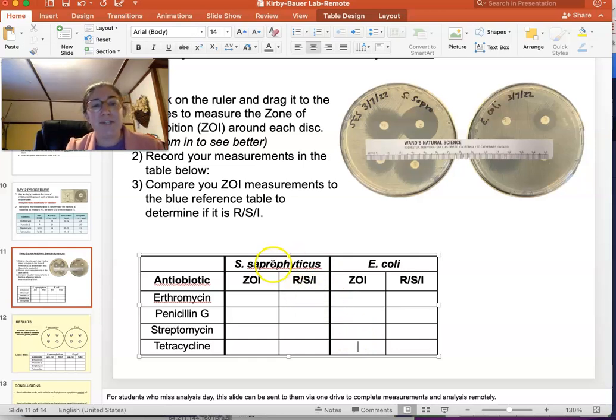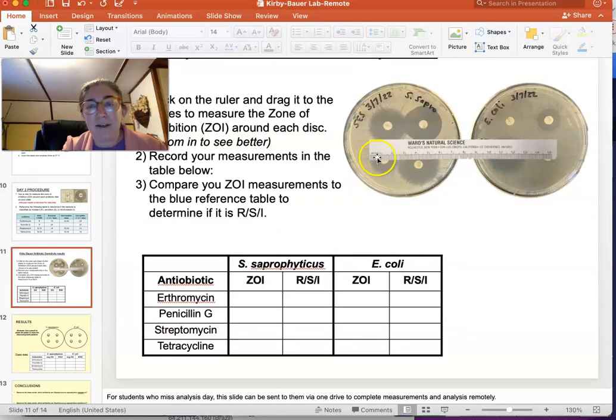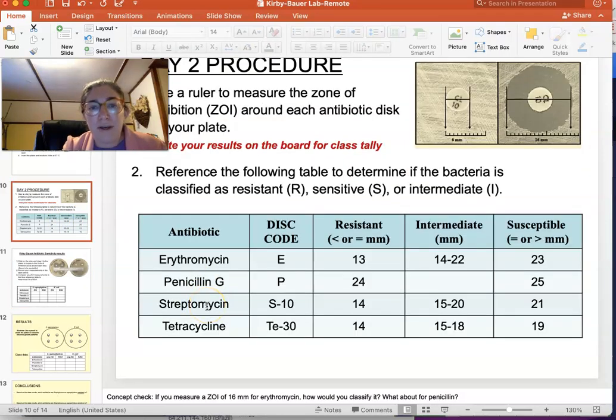Then you will refer to the table on the previous slide to check whether that zone of inhibition qualifies as resistant, intermediate, or susceptible. So we just said that streptomycin had a zone of inhibition of 24 millimeters. So streptomycin here on the table, 24 millimeters is greater than 21 millimeters. So it is susceptible. If it's greater than this number here, it is susceptible. If it's equal to or less than the number here, then it is resistant. And if it's somewhere in between the two numbers, then we would say that it is intermediate.